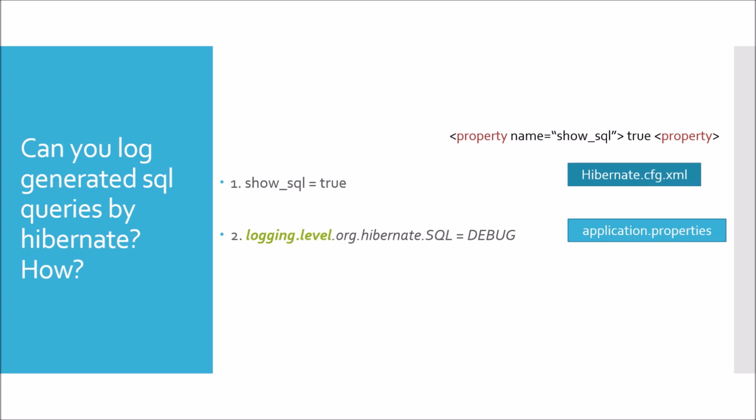Similarly, if you want to change the SQL logging label for different environments, you can use another property file like application-dev.properties, application-qa, application-prod, this kind of properties file, and put the logging label also. For example, here we can put error for application-dev.properties.